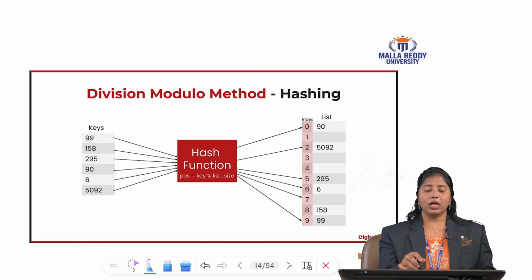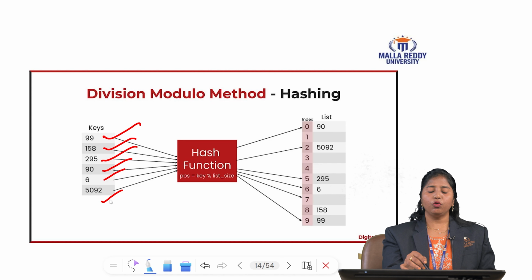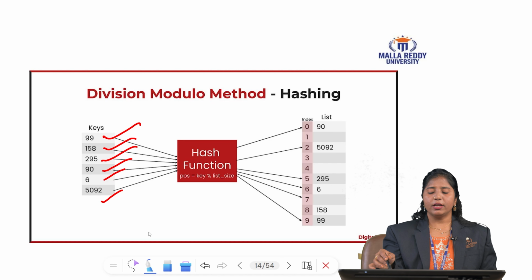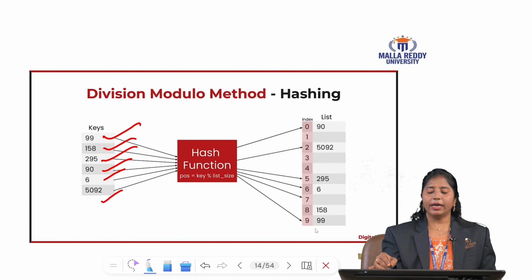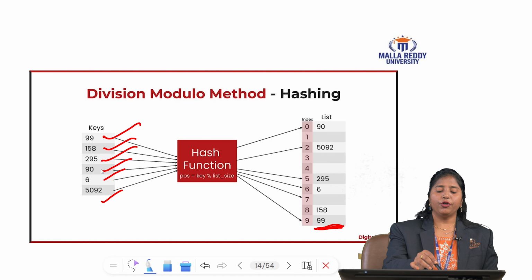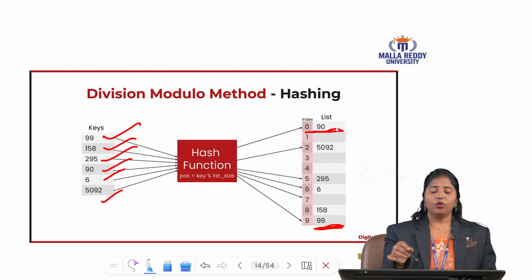This is one more example of the division modulo method. The key elements I have taken are 99, 158, 295, 96, and 5092. The table size I have taken is 10, so 99 mod 10 gives a remainder of 9, and we can store the 99 value in the 9th place. Like this, if you take 90, the remainder becomes 0, so 90 is stored in the 0th place. Like this we can store using the division modulo method.